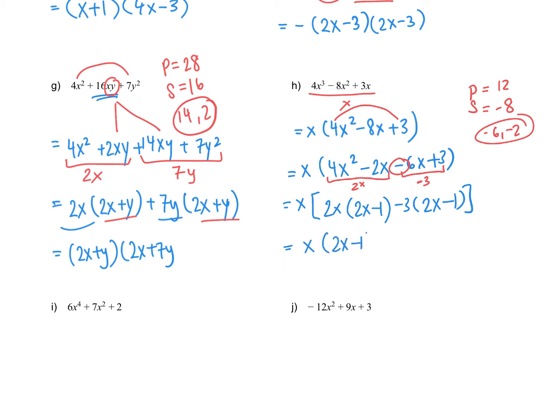Here's the 2x minus 1 common bracket, but notice I remember to keep my x at the beginning, and then 2x minus 3 from those common factors in front. And there it is.